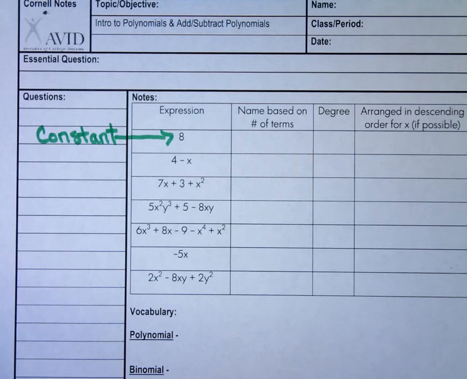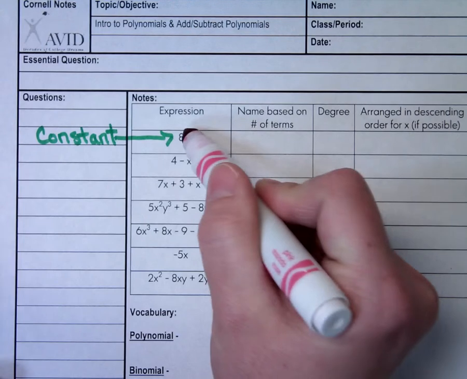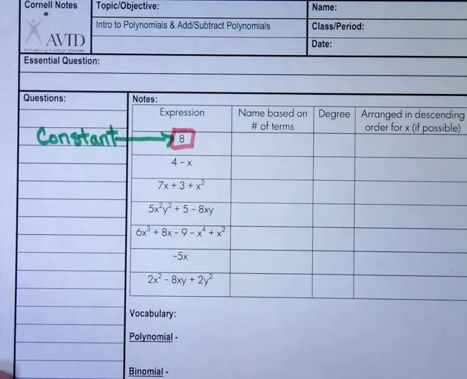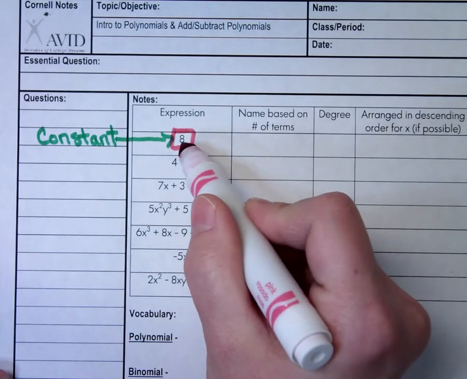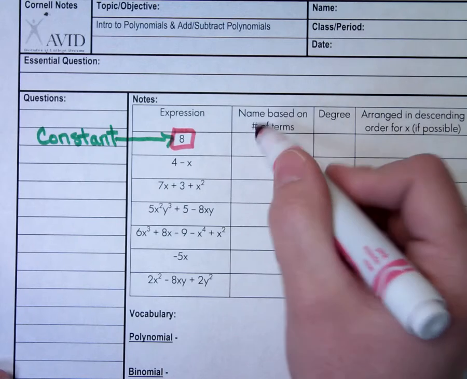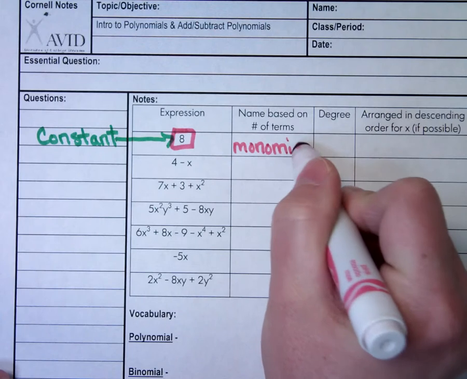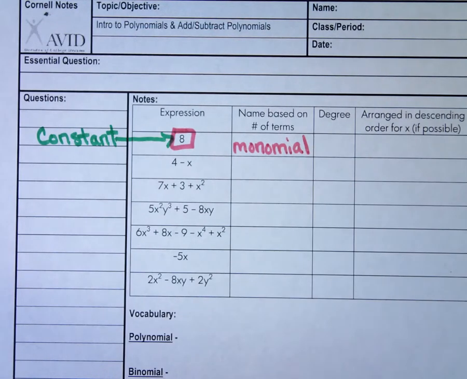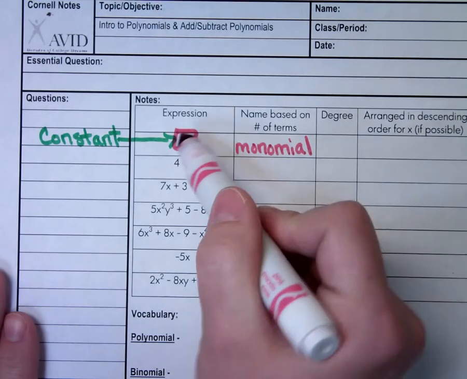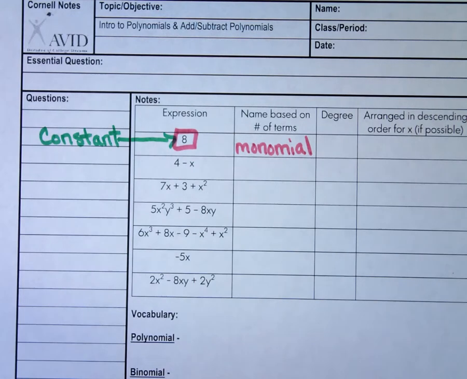Okay, this column says name based on number of terms. Well, there's just one piece to the problem. There's just one term, and since there's only one term, we call it a monomial. Mono means one, and since there's only one term in the problem, we call it a monomial.